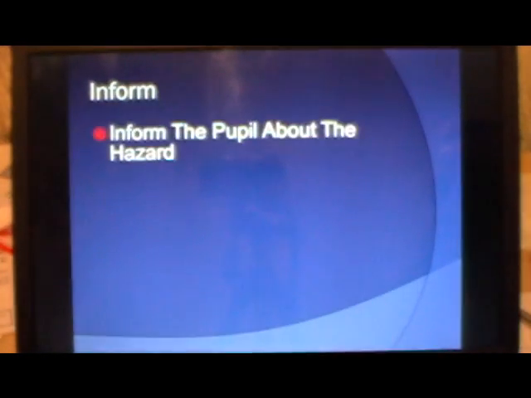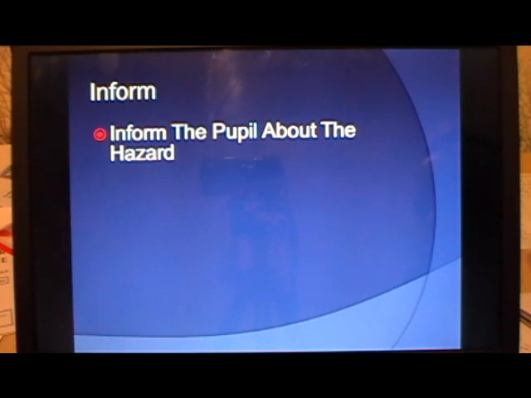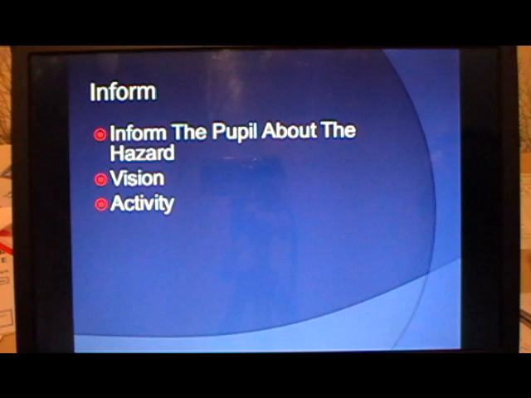Inform is similarly, keep it short and simple, but we're going to inform the pupil about the hazard, basically why it's a hazard. What vision have we got, for example? Let's say it was a pedestrian crossing and we couldn't see to one side of it. We've got a lack of vision on that side. Activity, similar kind of thing. If it's a crossing, is there any activity there? But those two things, vision and activity, go for other subjects as well.